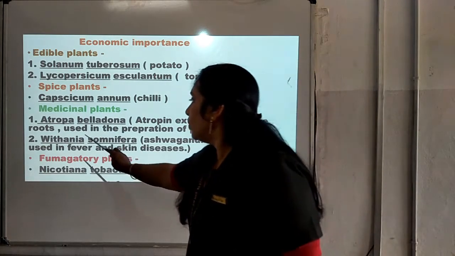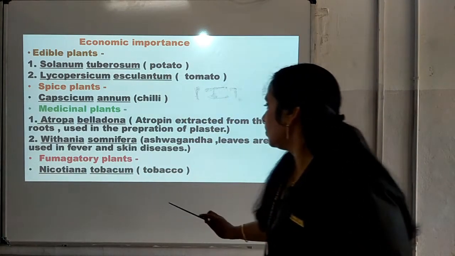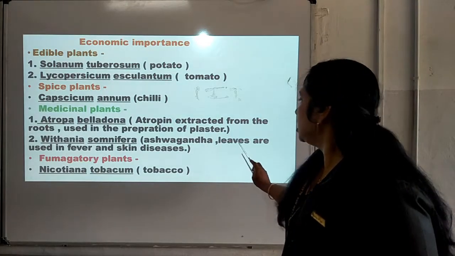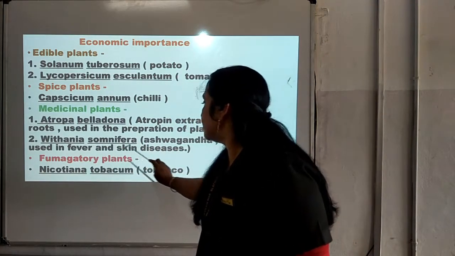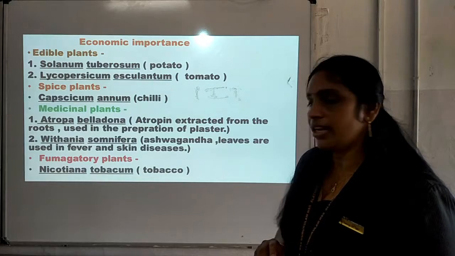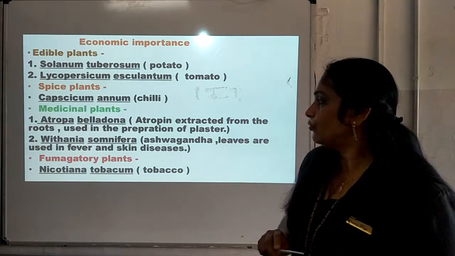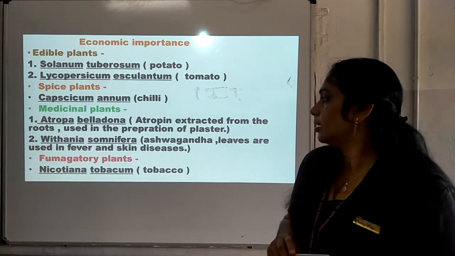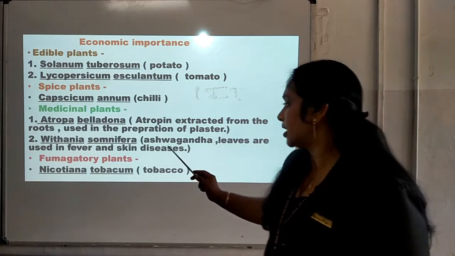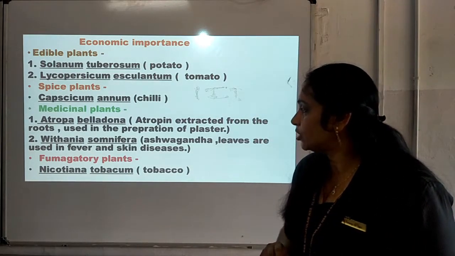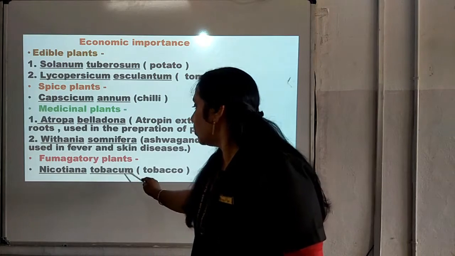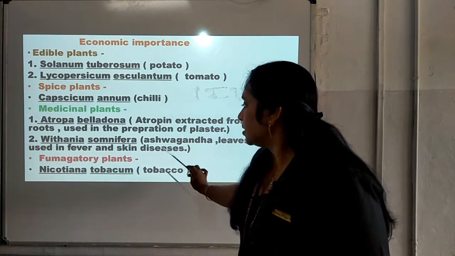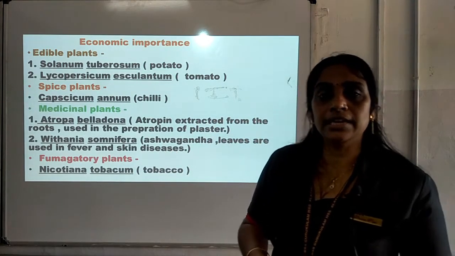Next one is Withania somnifera, ashwagandha. Leaves are used in fever as well as skin diseases, very, very important. The next one is fumigatory plants. For example, tobacco is one of the fumigatory plants, Nicotiana tabacum. This tobacco plant is a member of the Solanaceae family.